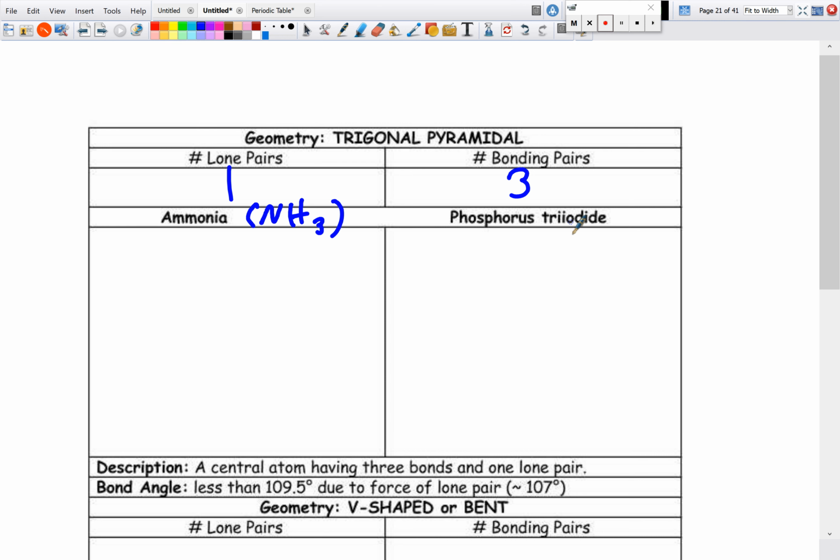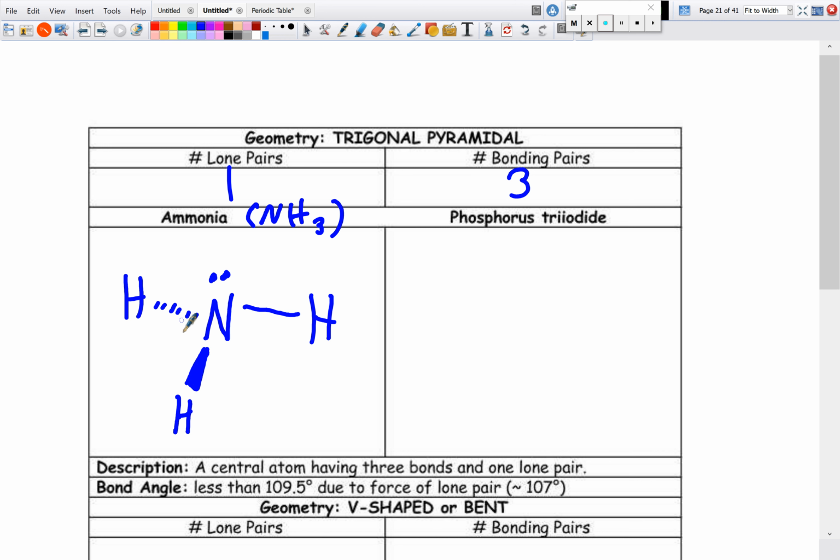Now, how our trigonal pyramidal compounds look, we're going to have our central atom, in this case nitrogen, with the lone pair. Now we're going to have 1 bond on the plane of the paper, 1 bond coming out of the plane of the paper, and 1 bond going into the plane of the paper. And all trigonal pyramidals should be represented like this, where we have 1 bond on the plane, 1 coming out, 1 going in.